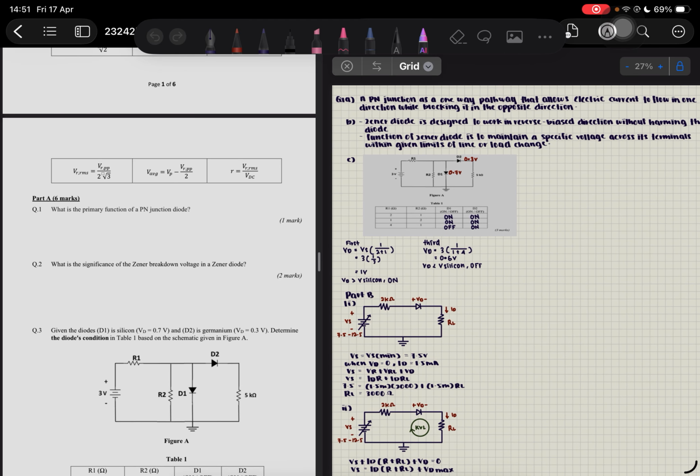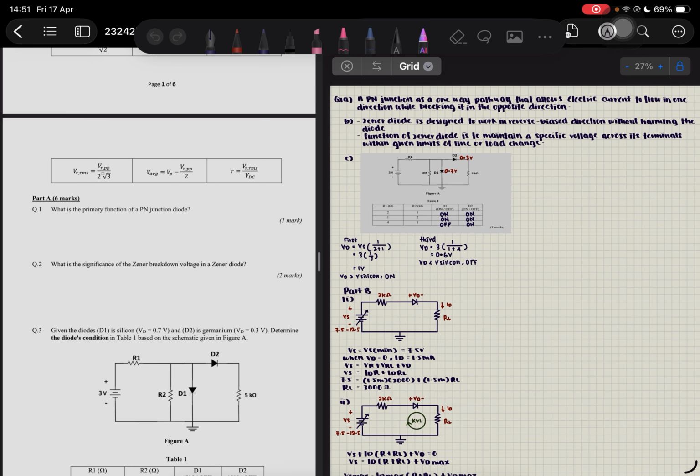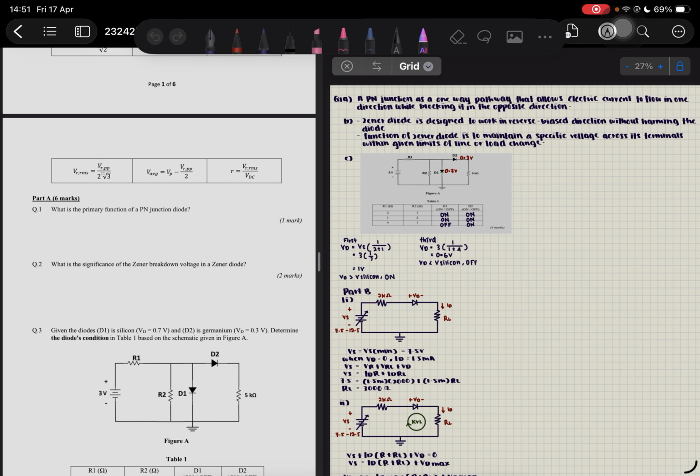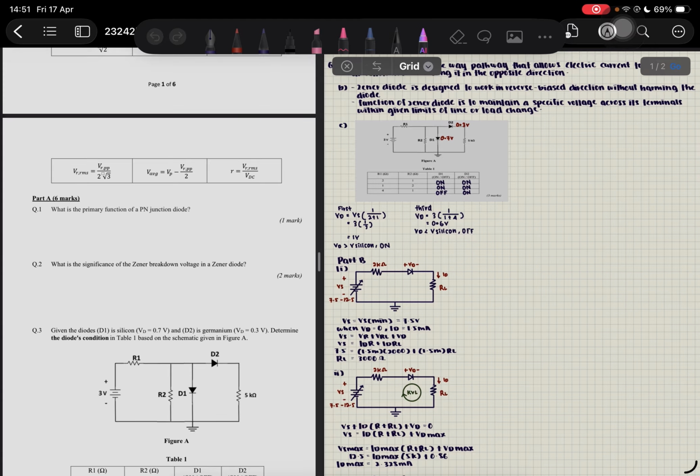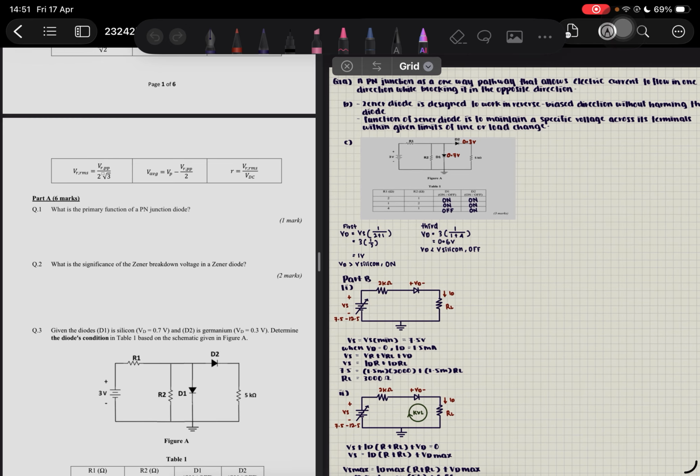So a PN junction is a one-way pathway that allows electric current to flow in one direction while blocking it in the opposite direction. The current flowing in one direction is forward bias, while blocking it in the opposite direction is reverse bias. Now, what is the significance of the Zener breakdown voltage in a Zener diode?